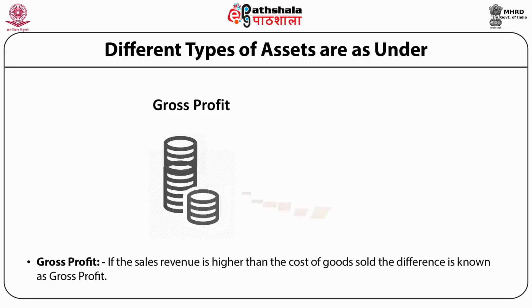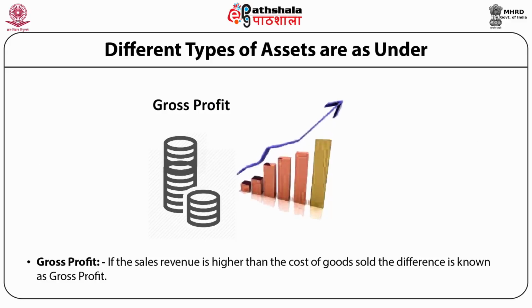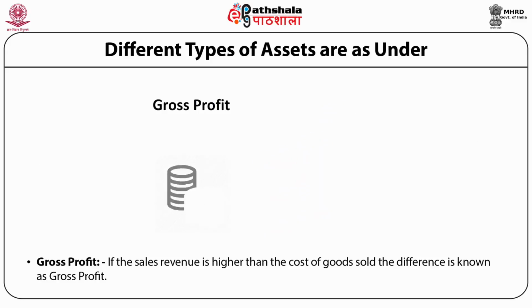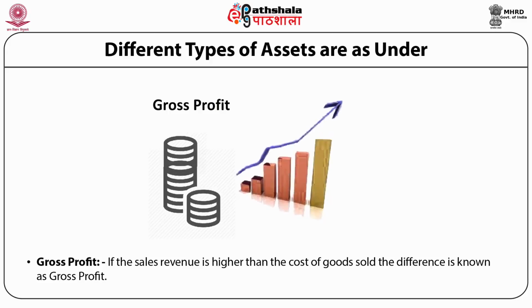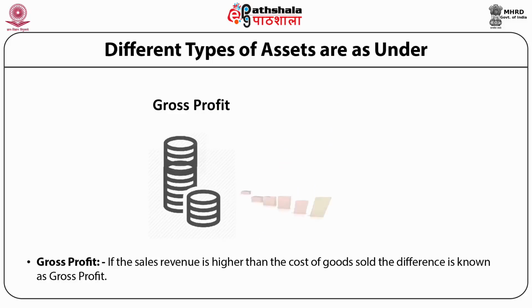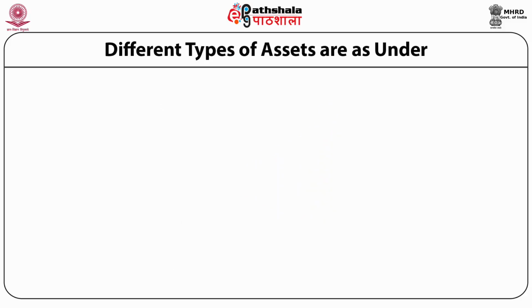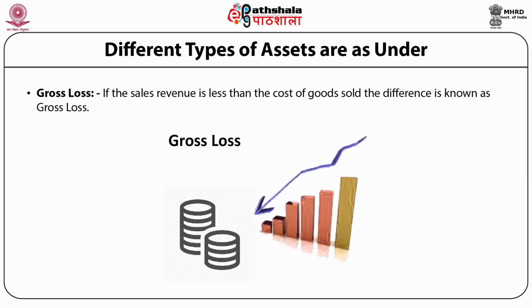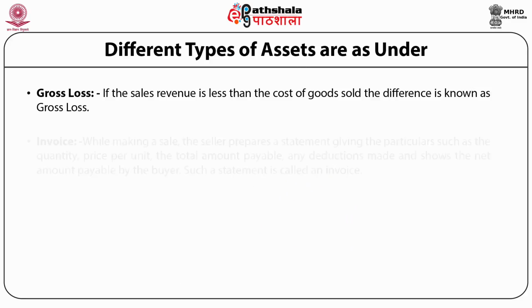Gross profit. If the sales revenue is higher than the cost of goods sold, the difference is known as gross profit. Gross loss. If the sales revenue is less than the cost of goods sold, the difference is known as gross loss.